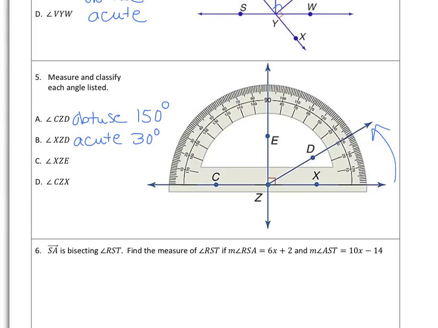Next example, XZE. XZE is forming a 90 degree, so that is right, and 90 degrees. And finally, CZX. CZX is straight. That is a straight angle, and straight angles are 180 degrees.